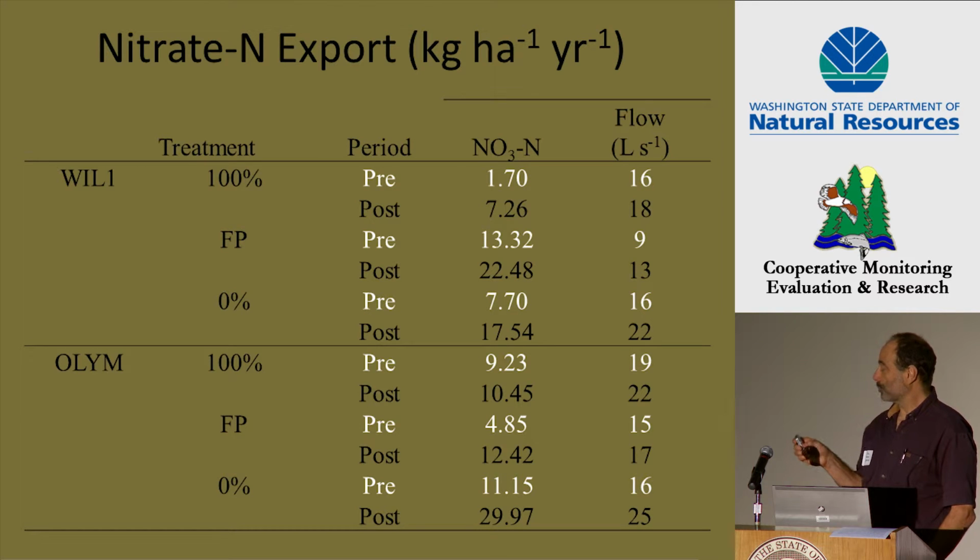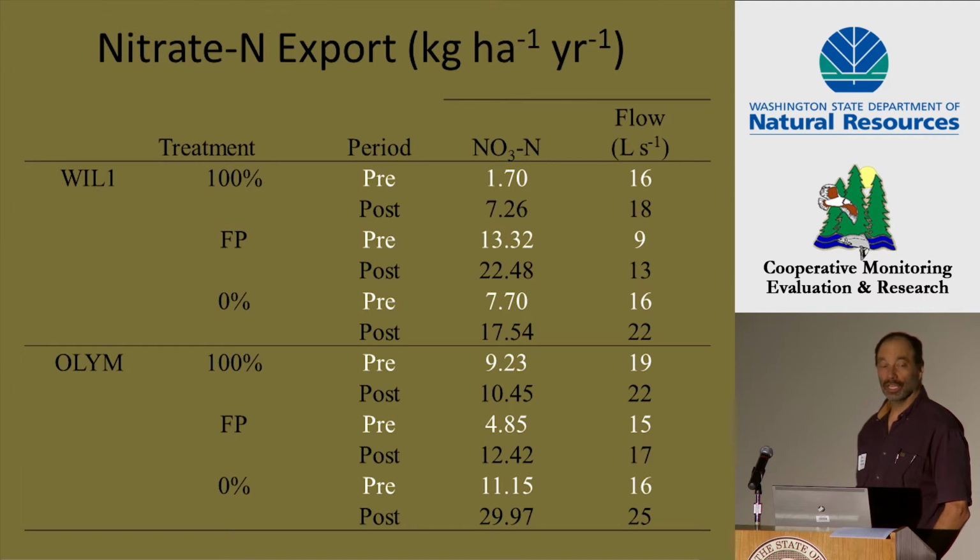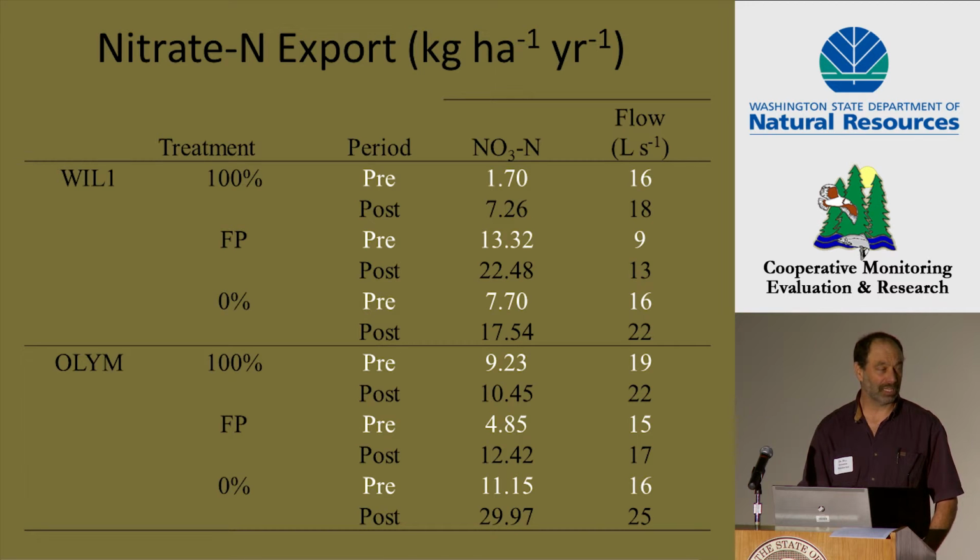And if we look at export, we go from a low of 1.7 kilograms per hectare per year. That increased post-harvest to 7.26. And again, across the board, increases in export. Again, this Olympic 100% watershed had the smallest increase in export, but it also had the least area that was actually harvested. Only some 46% of that watershed was actually harvested.